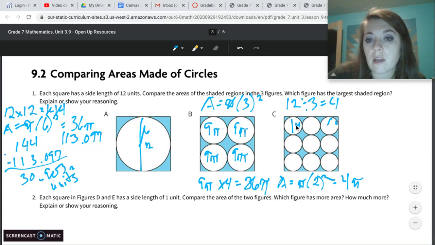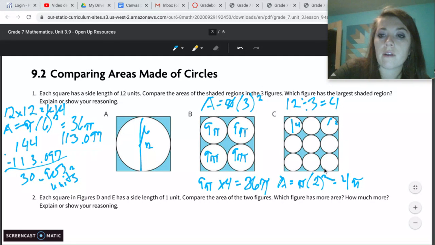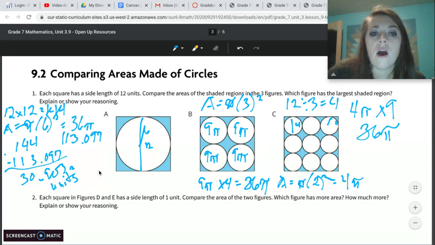Now, how many circles are there? We've got 1, 2, 3, 4, 5, 6, 7, 8, 9. So we're going to take our 4 pi and multiply it by 9, and we end up with 36 pi. So the circles in each one of these all represent 36 pi, or 113.097 units squared of the area.